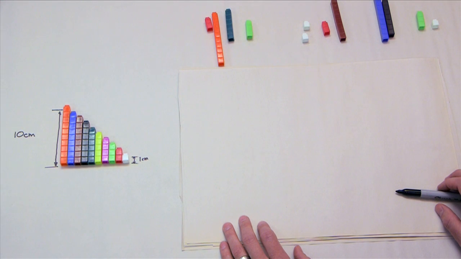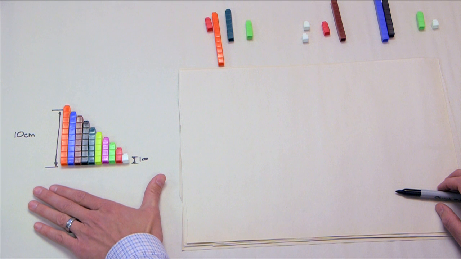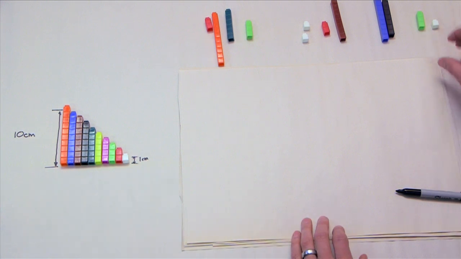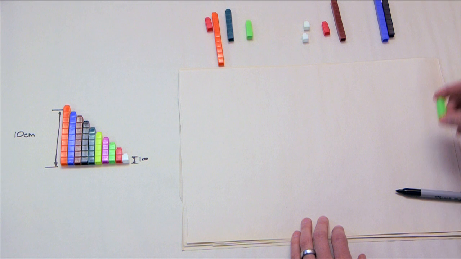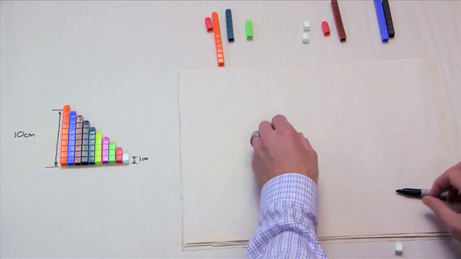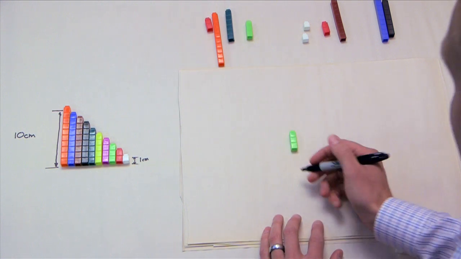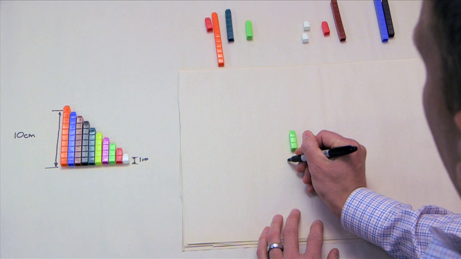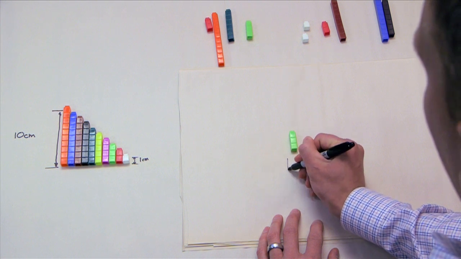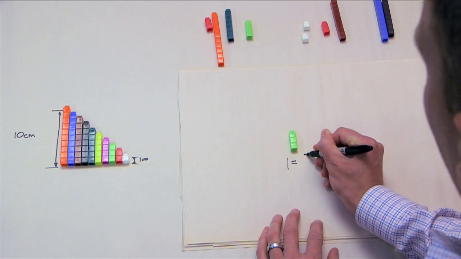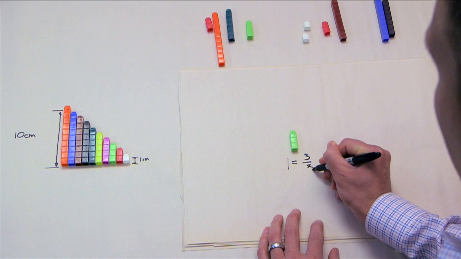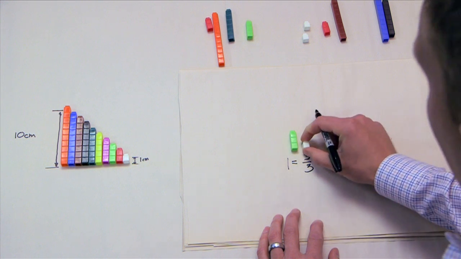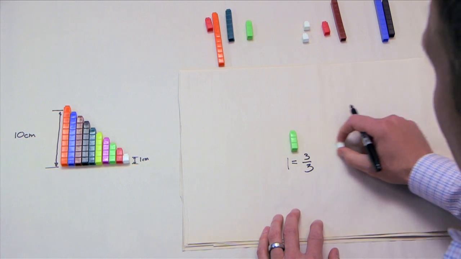Cuisenaire rods are rectangular prisms of different lengths. They can be used to represent and compare whole numbers, fractions, and operations. For example, the light green 3 centimeter Cuisenaire rod could be used to represent one whole. In this case, the white Cuisenaire rod would represent 1/3.